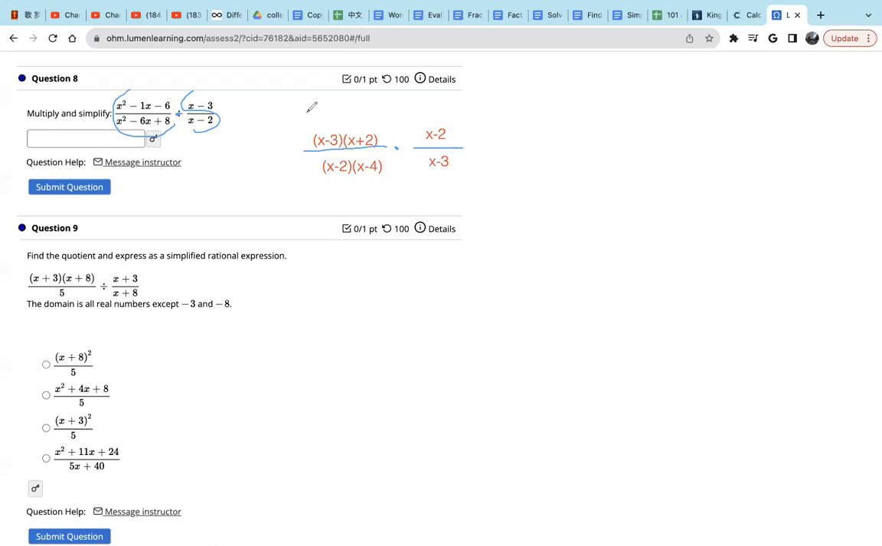So again, I'm looking for common factors. I have it in factored form. Multiplication, I can just multiply numerator with the numerator, denominator with the denominator. In the numerator I have 3 binomials, in the denominator I have 3 binomials. I see x minus 3 in the numerator, x minus 3 in the denominator. Those two become 1, because x minus 3 divided by x minus 3 is 1. Then I see x minus 2 in the numerator and x minus 2 in the denominator, that becomes 1. So I'm left with x plus 2 in the numerator, x minus 4 in the denominator. Okay, so this is the answer you should put in here.